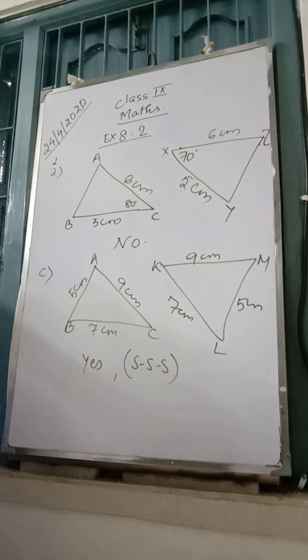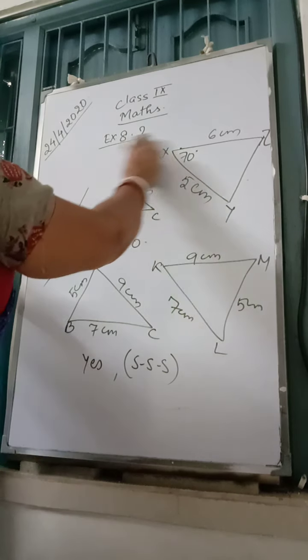You can write the answers in the book only. You don't need to draw it in the copy. You can do it rough and write the answer in the book. Question number 2 onwards, we'll be solving it in the copy. Clear? Now look at question number 2.